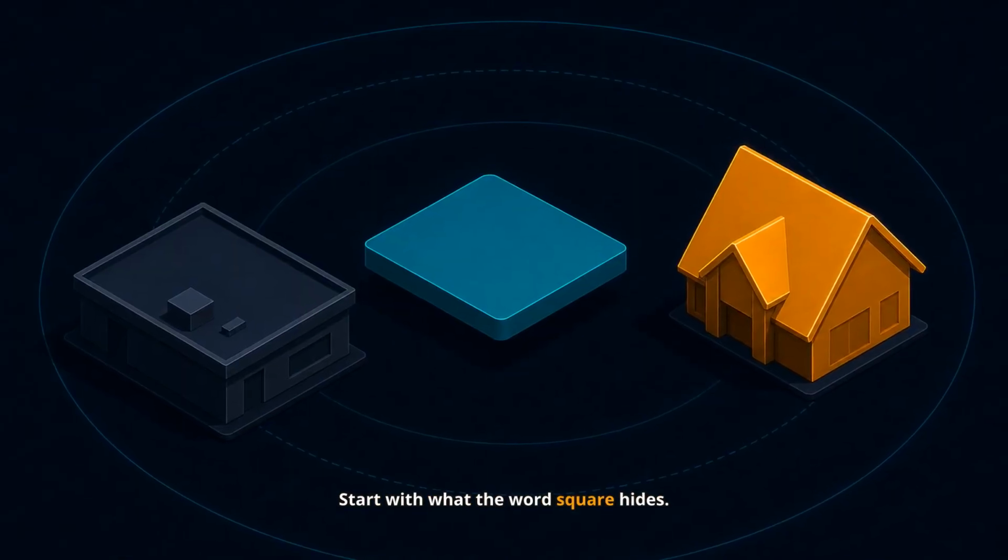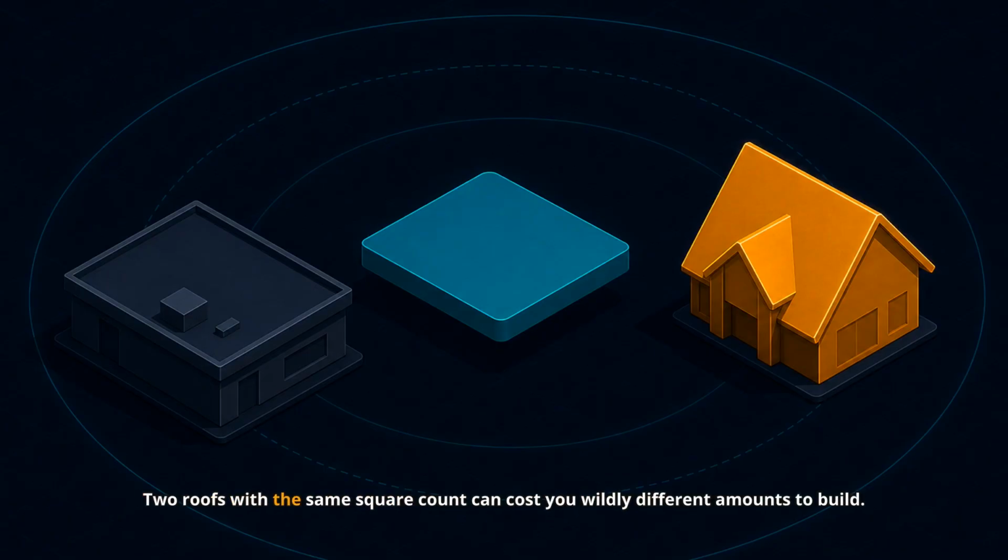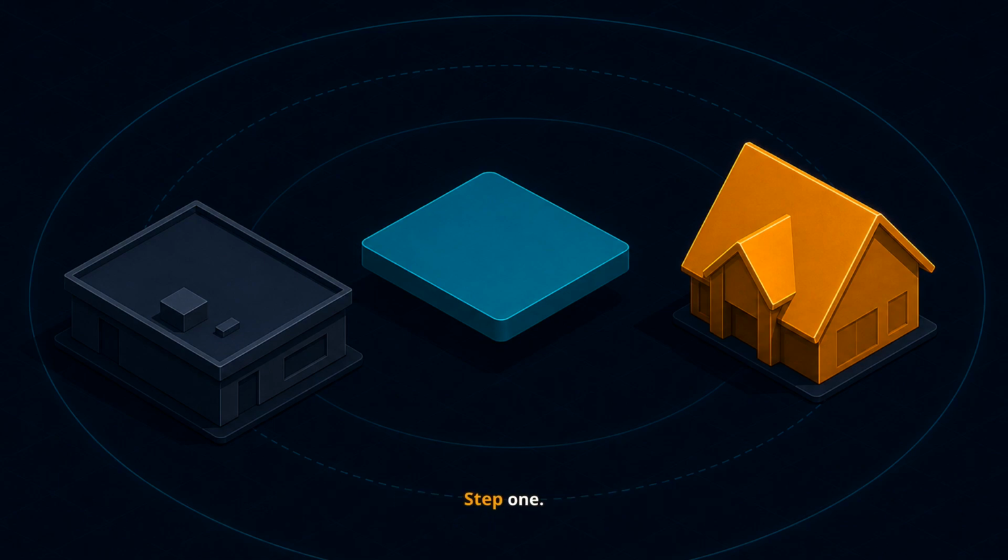Start with what the word square hides. A square is a quantity unit, like a board foot. It tells you the area and nothing else. Not the pitch, the access, the number of stories, or how many layers come off at tear-off. Two roofs with the same square count can cost you wildly different amounts to build. So when a competitor brags $450 a square, that number is meaningless until you know what's inside it. Stop treating cost per square like a price you look up. It's a result you calculate.